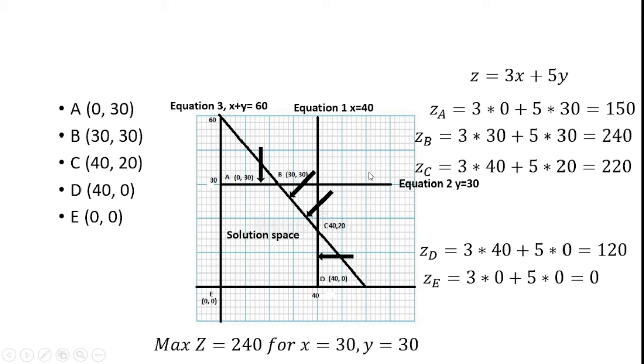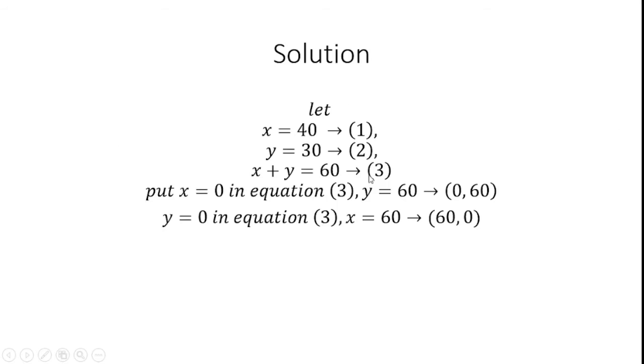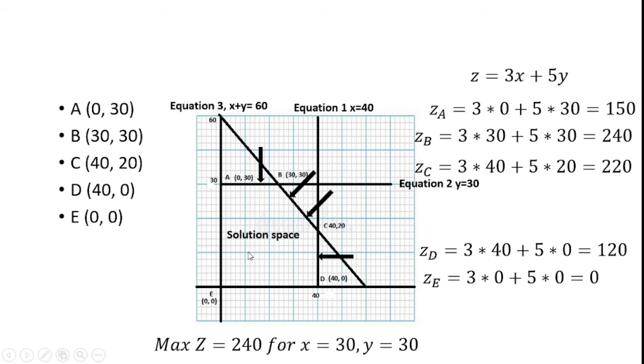Similarly, for equation 2, here y is equal to 30, so I mark 30 units along the y-axis. Parallel to the x-axis I can draw the line with respect to equation 2, that is y is equal to 30, so that I get the lines on the graph sheet for equation 1 and equation 2.